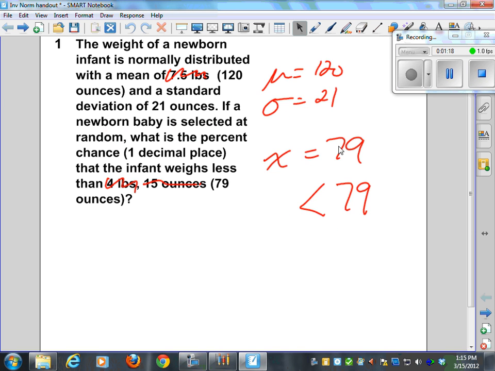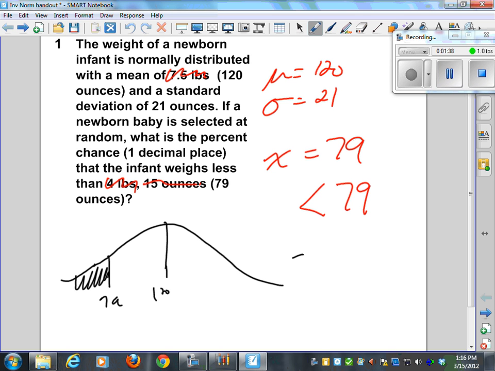So I've given you the mean, I've given you the standard deviation. The raw score is 79. It's less than 79. So even if you just draw the picture, we've got 120, and less than 79 is going to be over there. So it's going to be a small number.